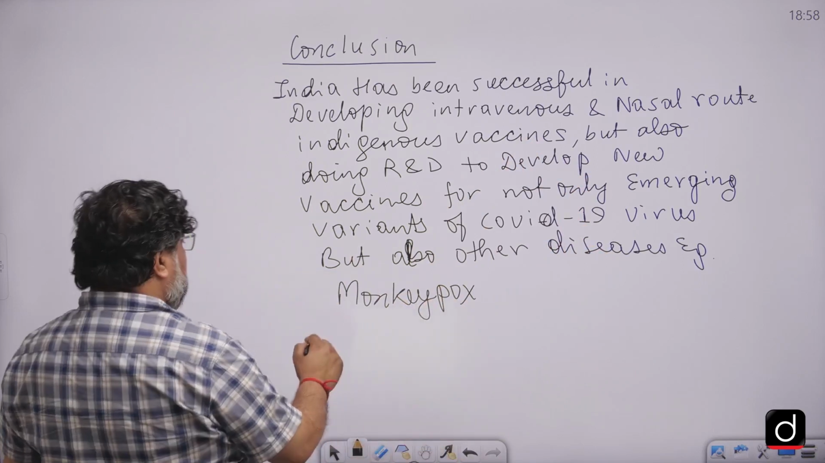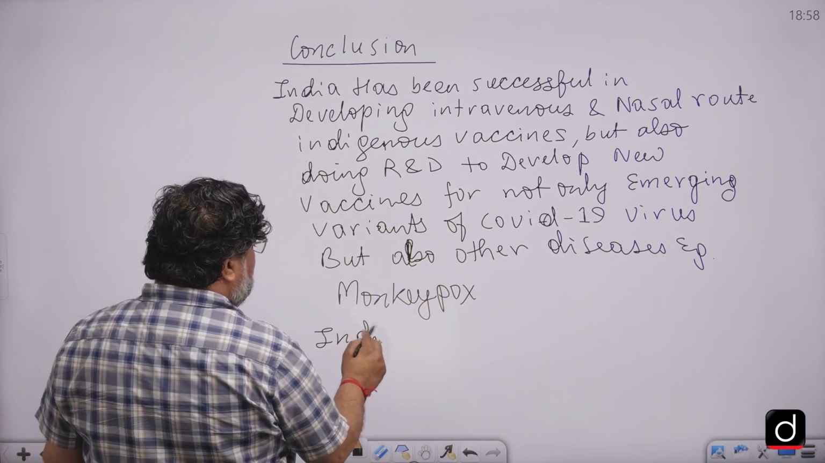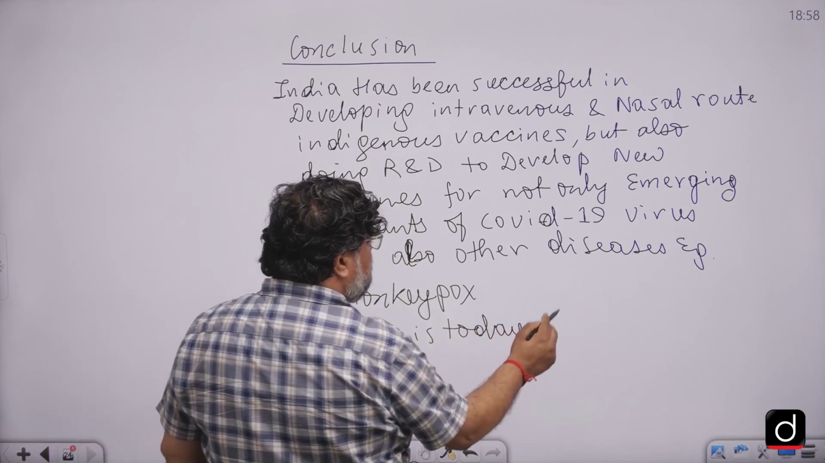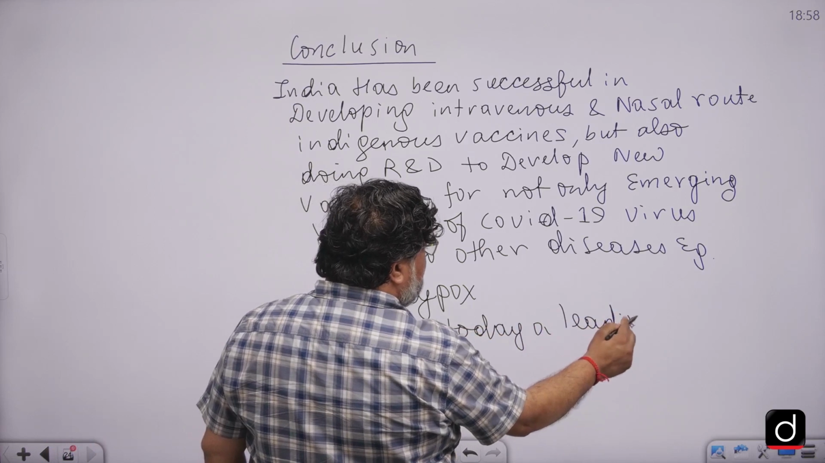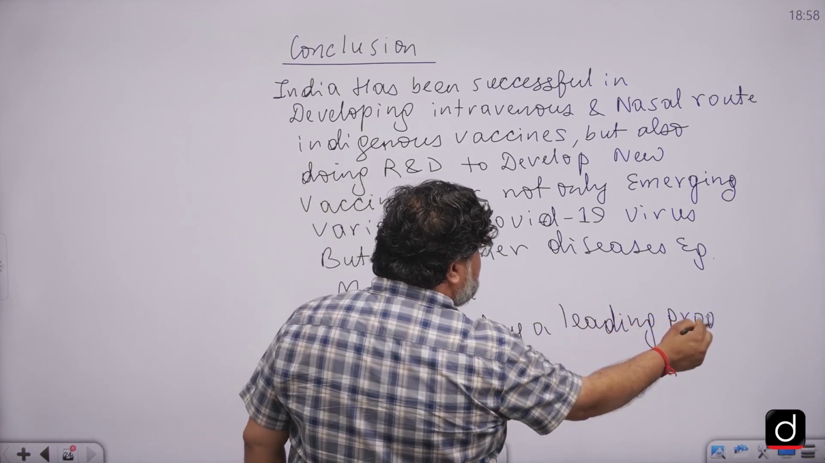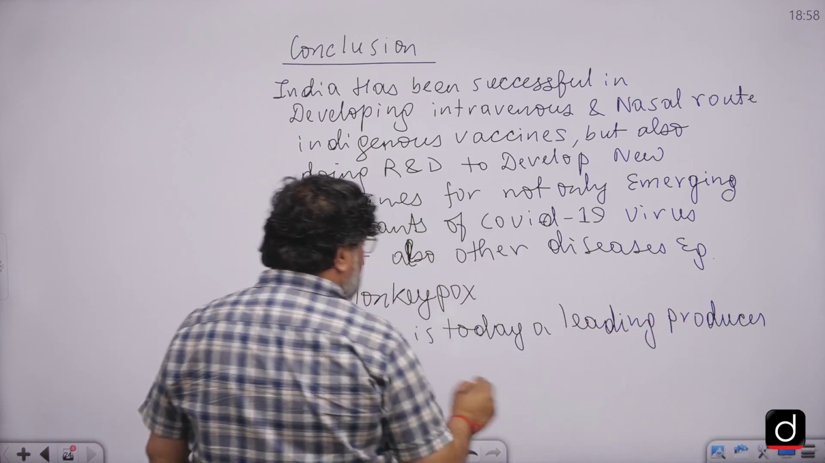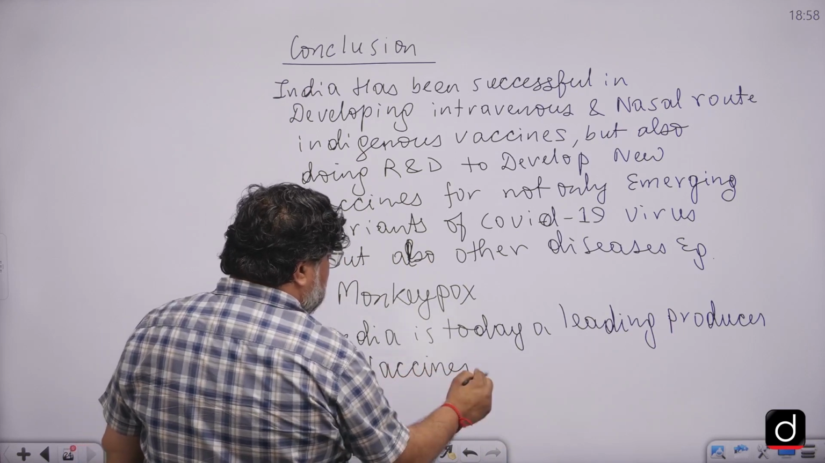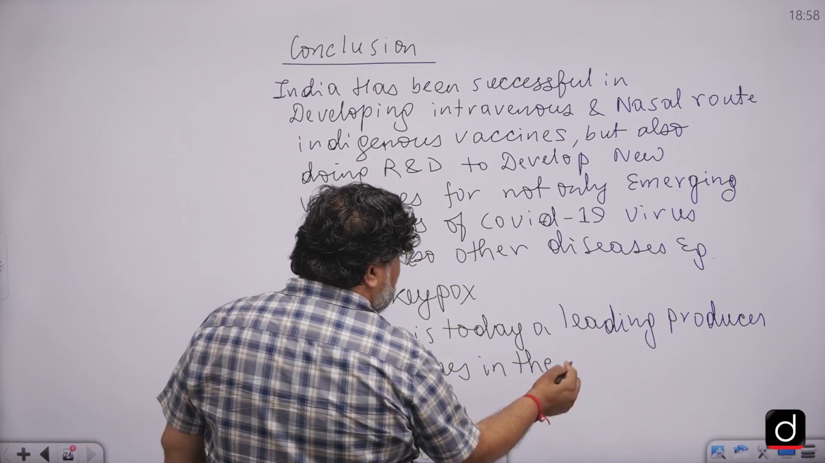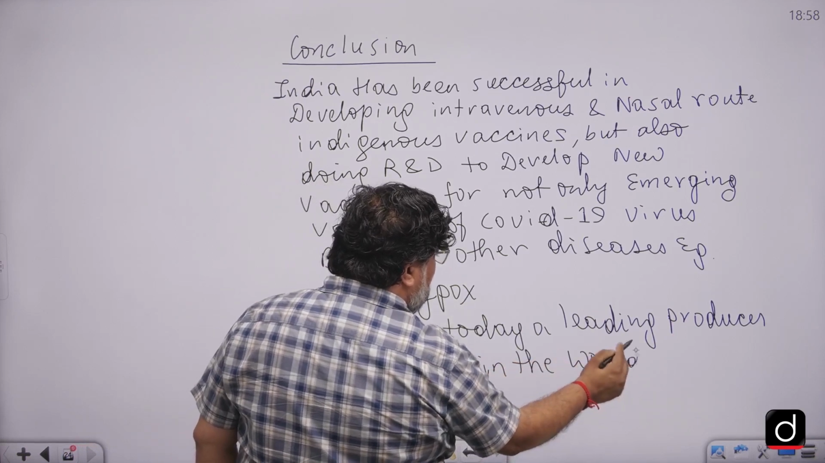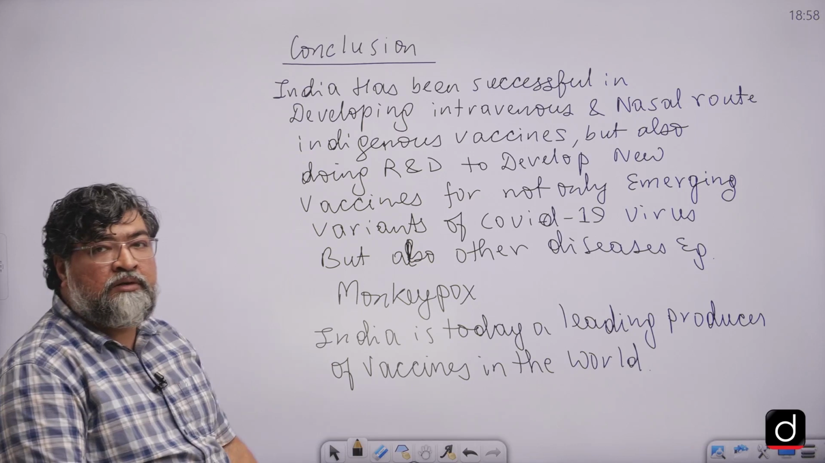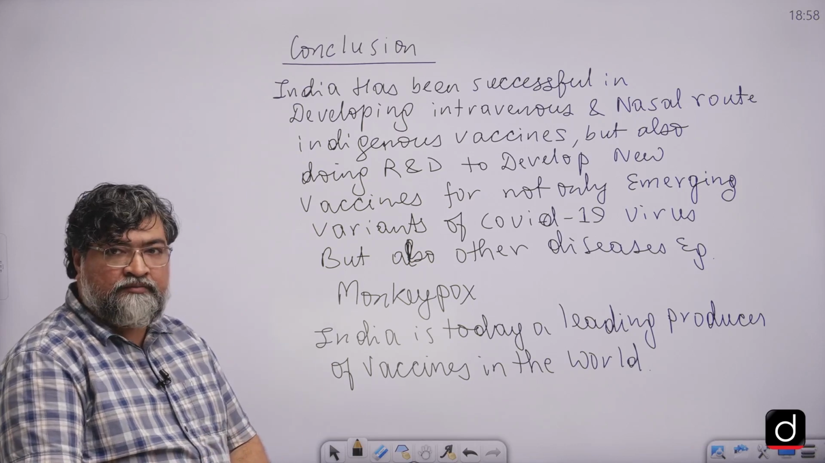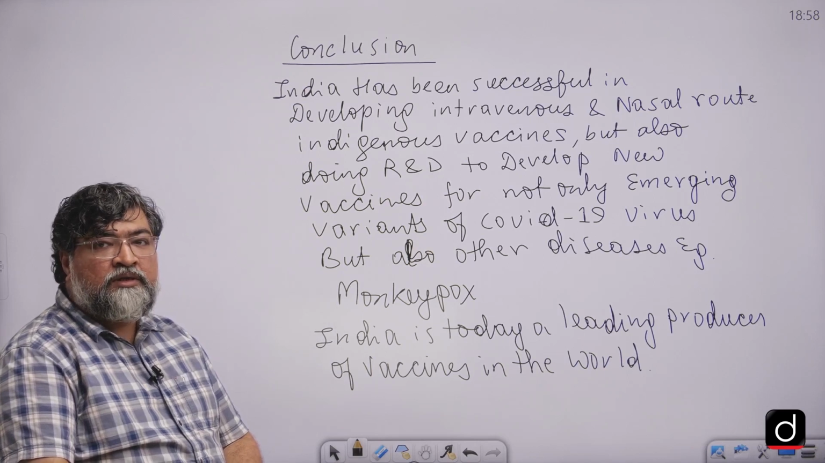So you can end your answer by saying that India is today a leading producer, not only in research but a leading producer of vaccines in the world. That could be your ending statement, which brings out the positive aspect of our development of biotechnology, particularly the medical biotechnology part of it.